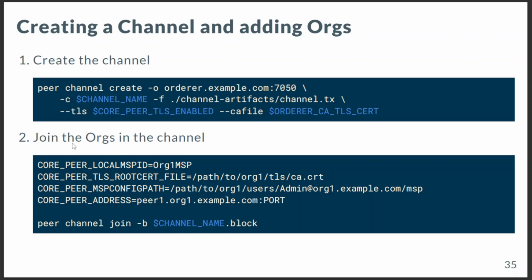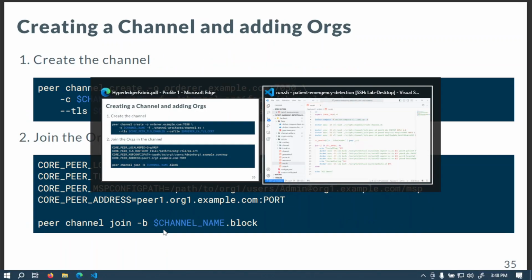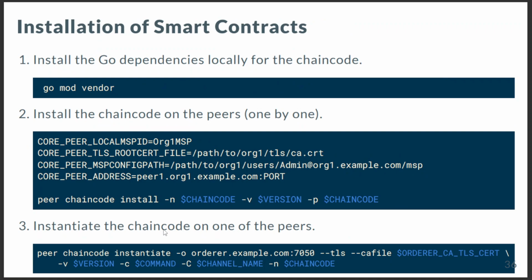And then we join the organizations in the channels. So we set the organization details like the MSP ID, the root cert file, the MSP config path, and the peer address, like org1. And then we run this command called peer channel join -b channel name dot block. -b means we are just mentioning the block, the Genesis block of the channel.